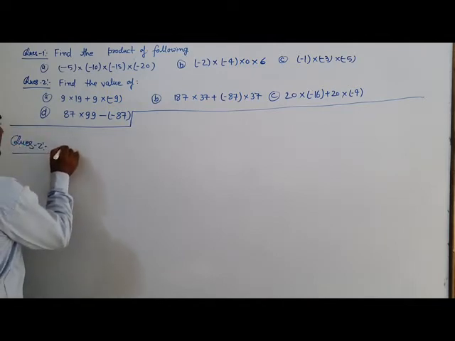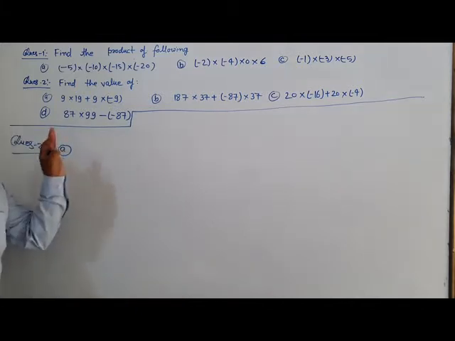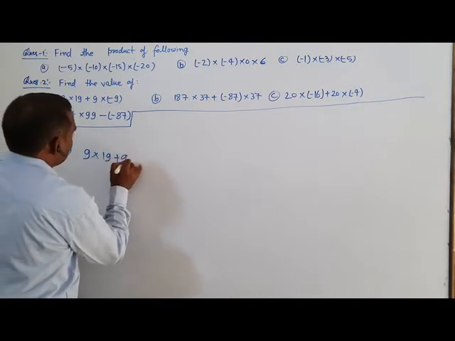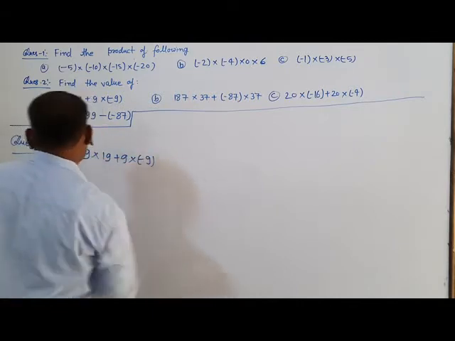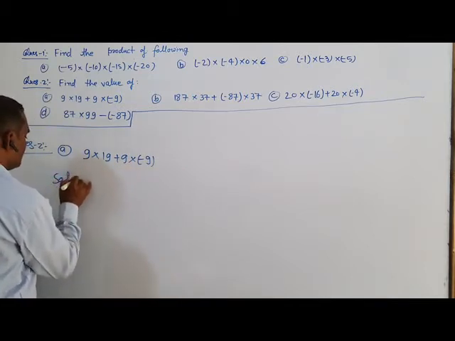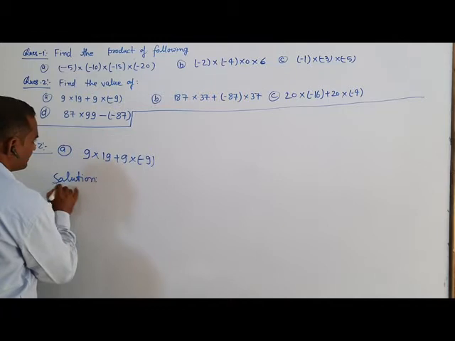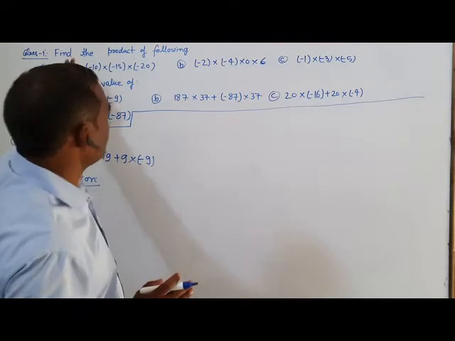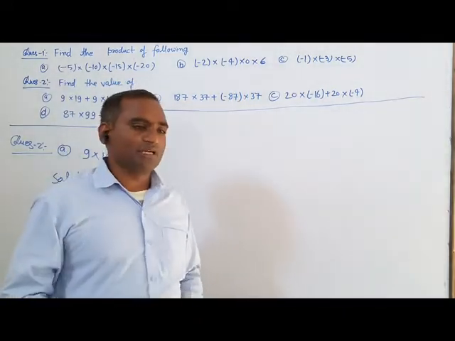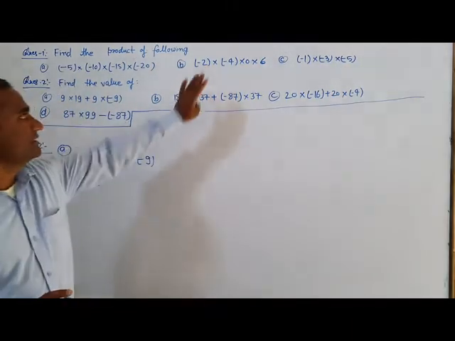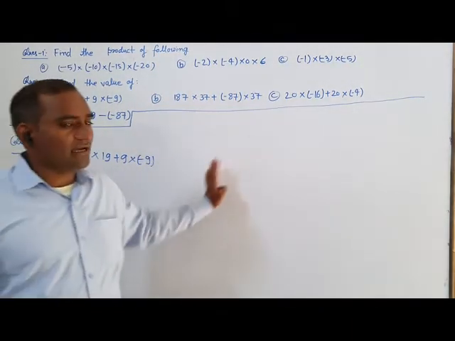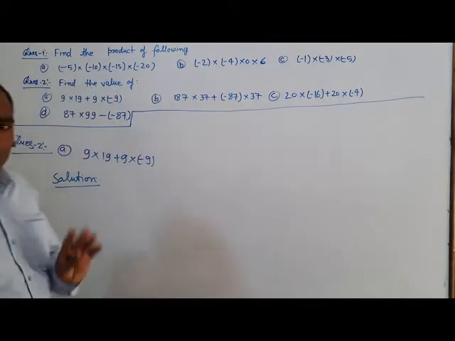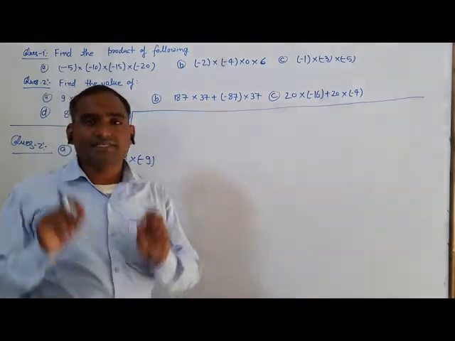Question number two, A. Find the value of 9 into 19 plus 9 into minus 9. Solution. All of us have studied the closure property, commutative property, and associative property of integers under addition, under multiplication and under subtraction. So using those properties you can solve many questions easily.